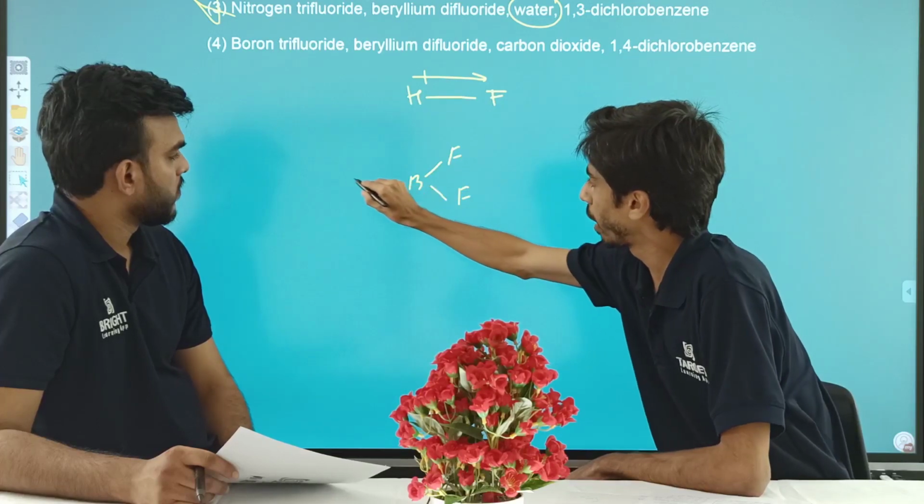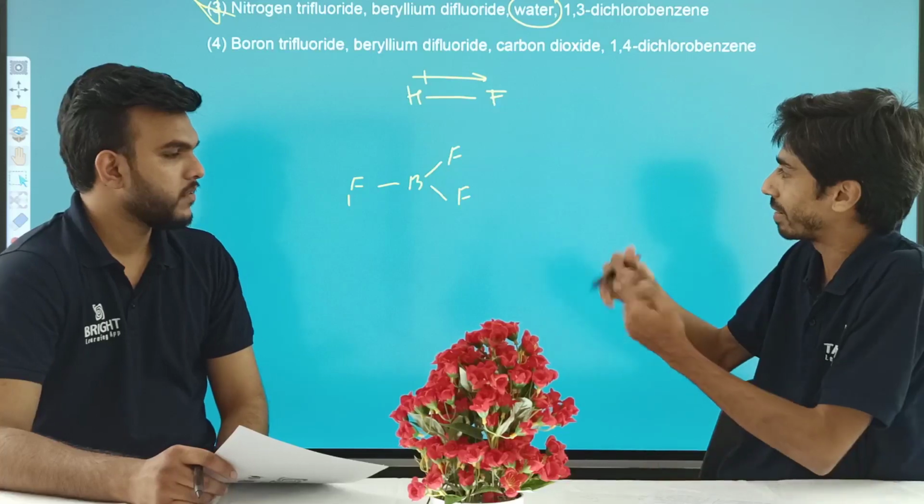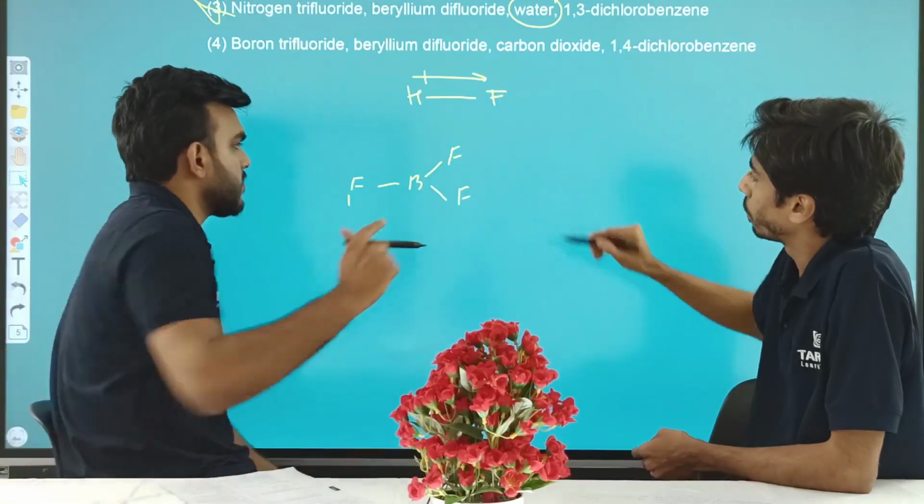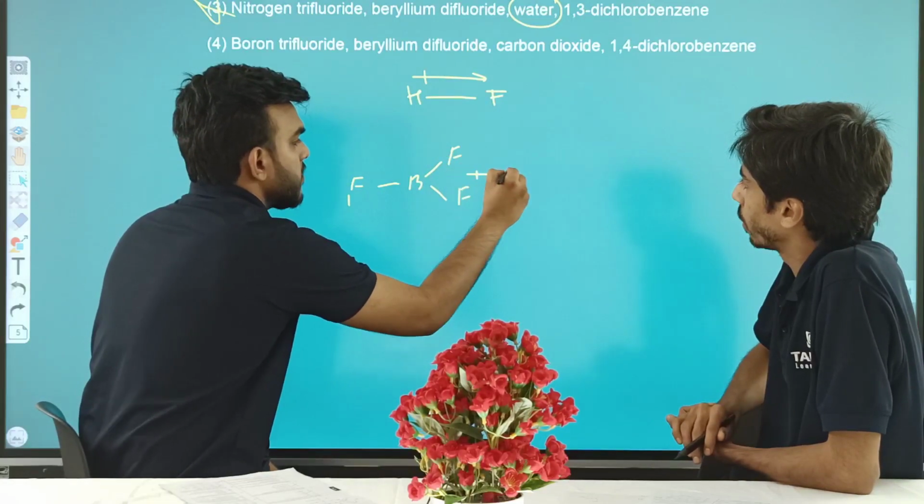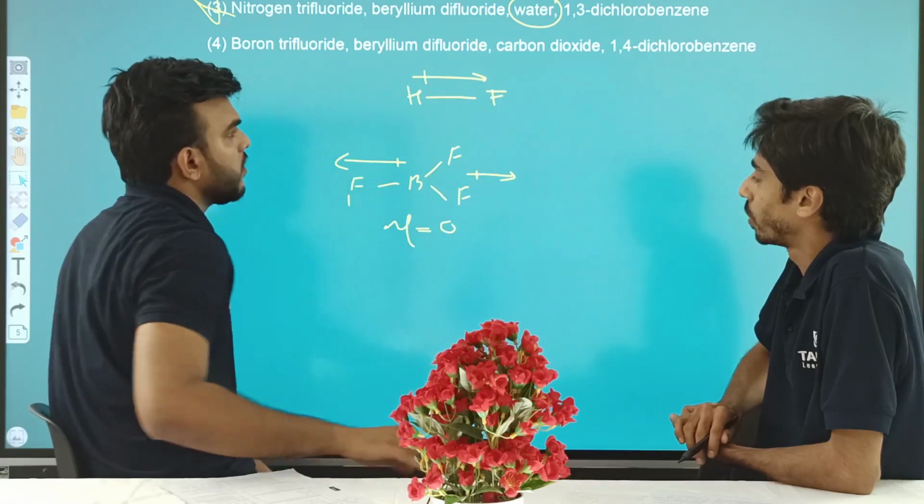So here, if you take the resultant of any two dipoles, they get cancelled by each other. Then beryllium difluoride. In this case, we can say this resultant dipole will be like this, and here the dipole will be like this. They will be in opposite directions. The dipole moment here will be equal to zero.